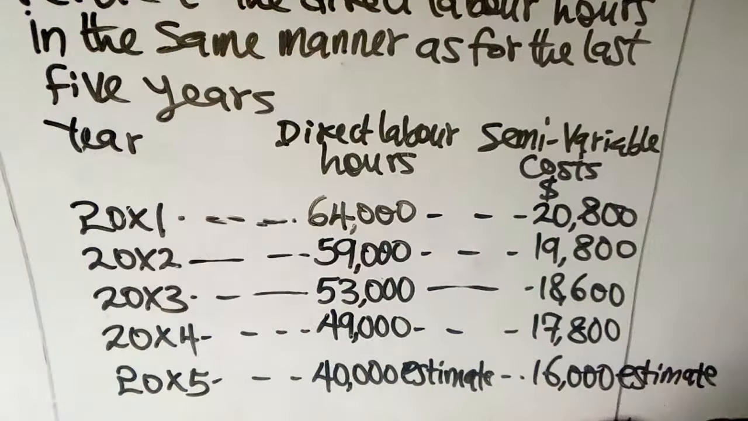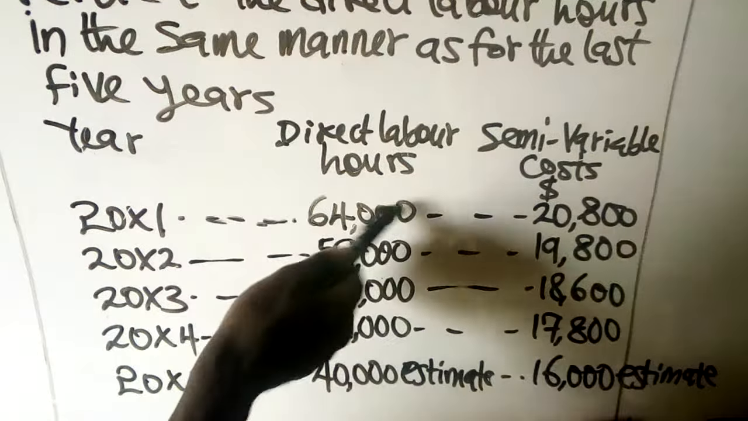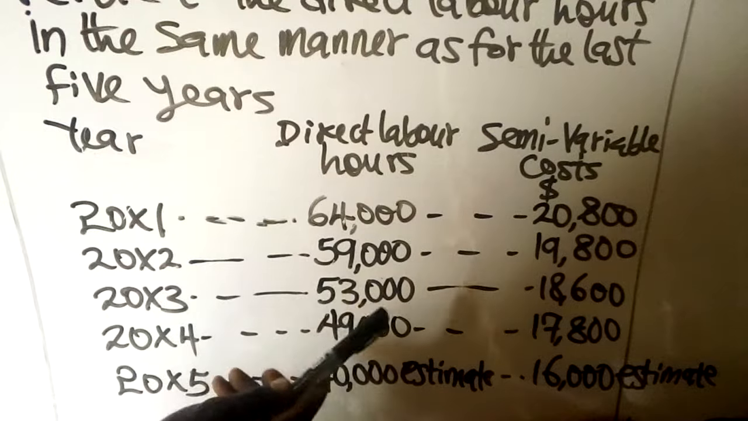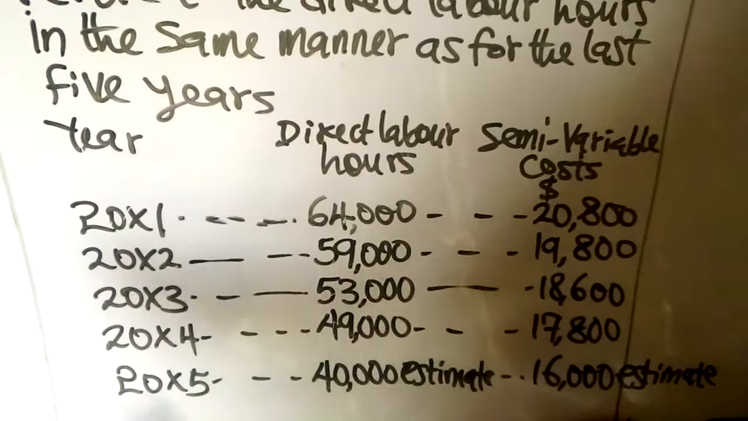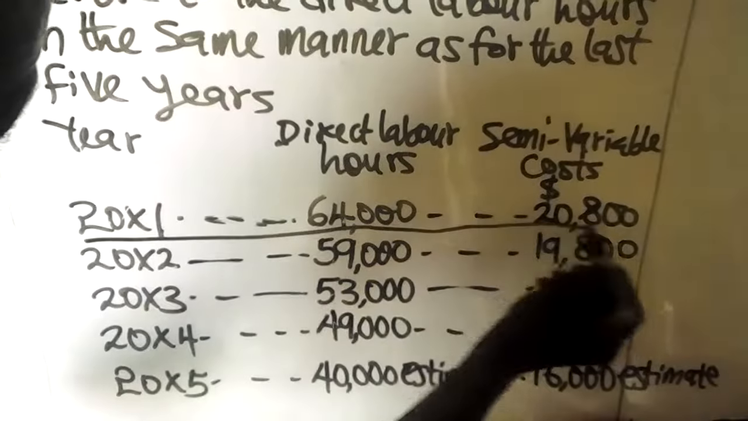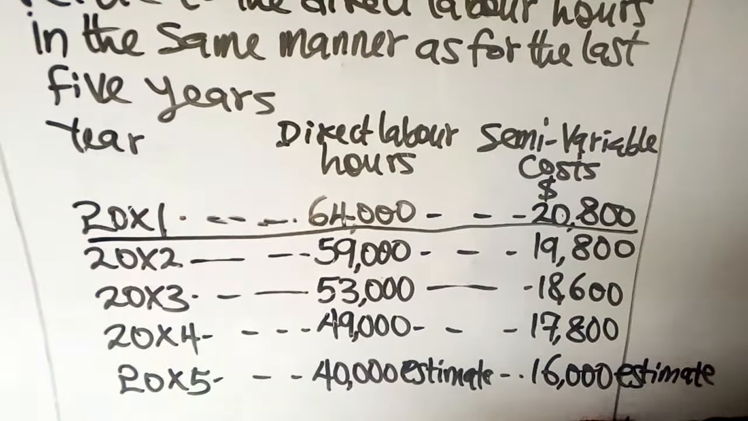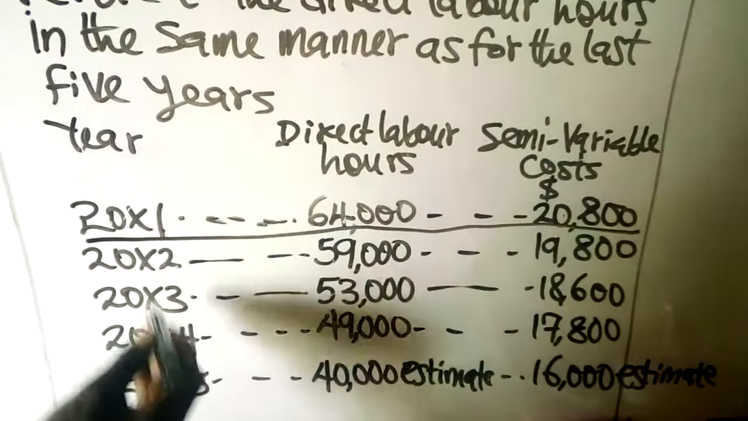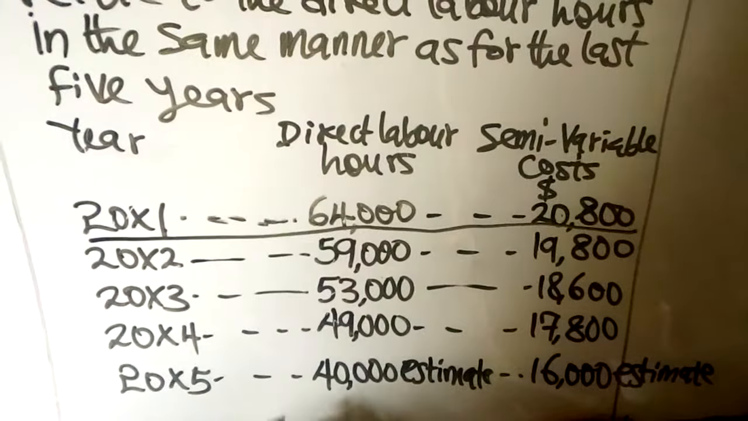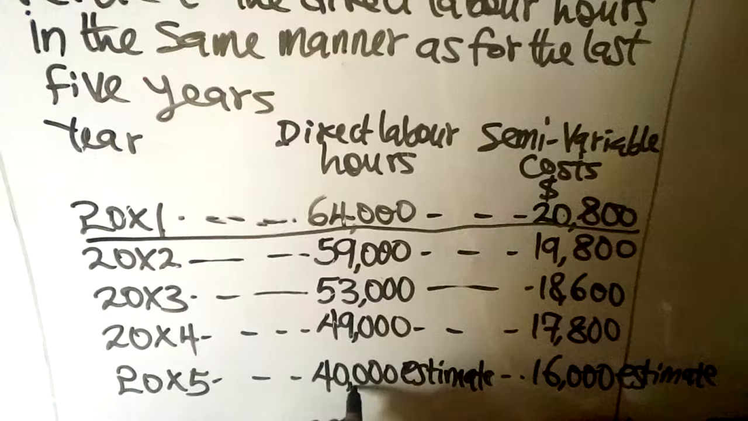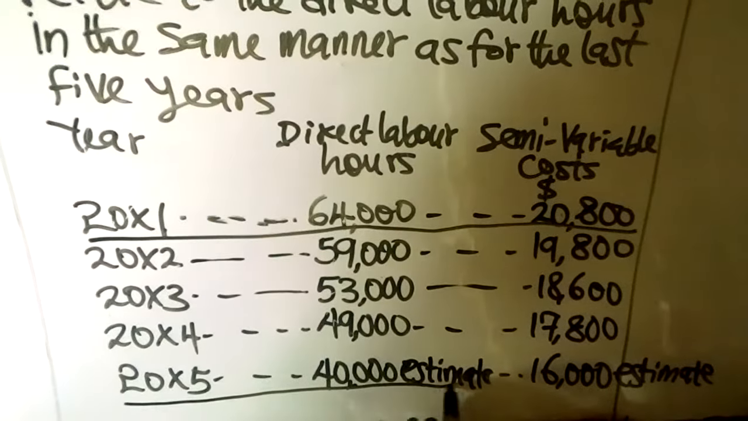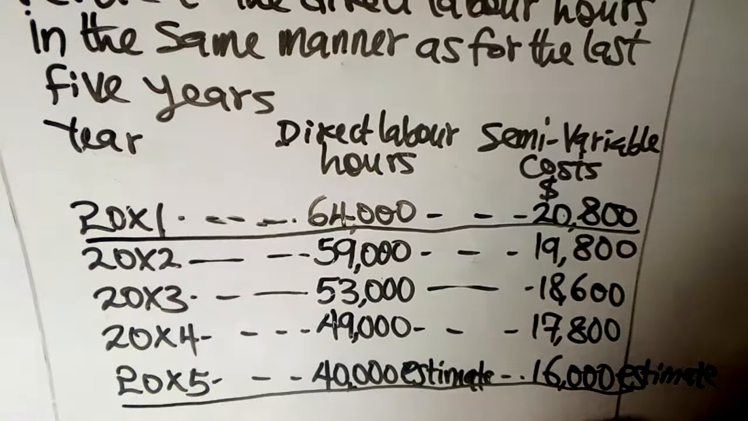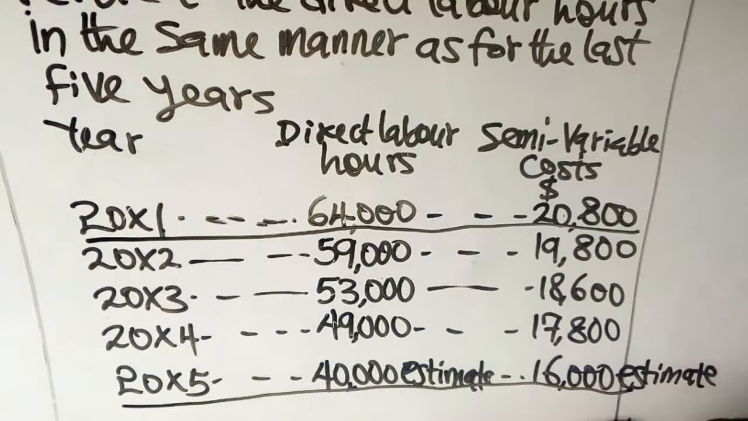So now you look at the activity level: 64, 59, 53, 49, 40. The highest is 64,000. This is the highest activity and this is the highest cost. The lowest activity is 40,000 and the cost is 16,000. So you are going to use the high and low method to segregate that.